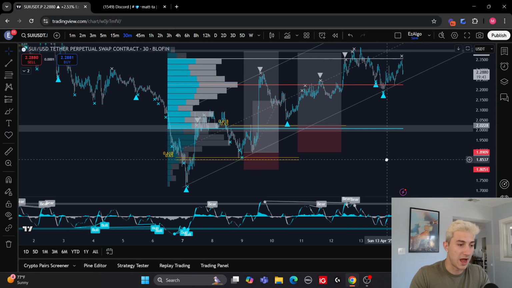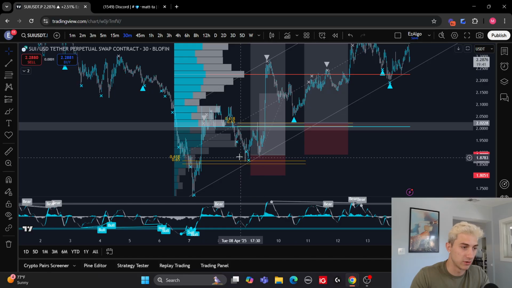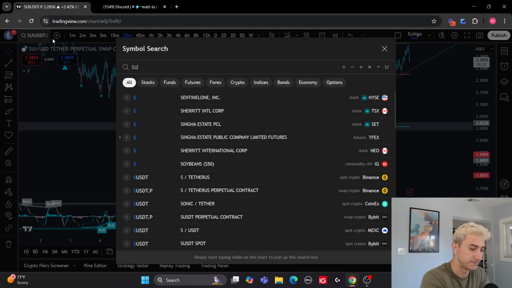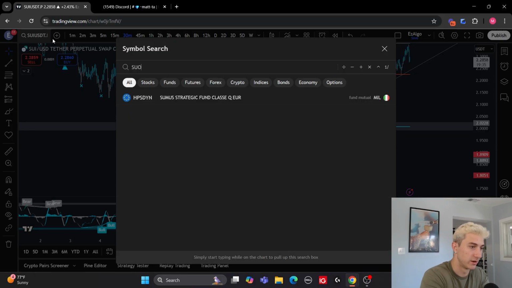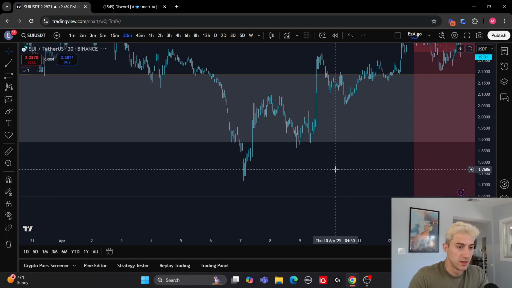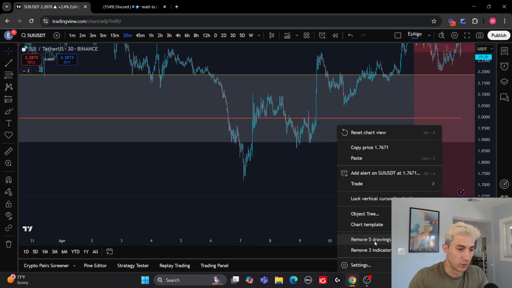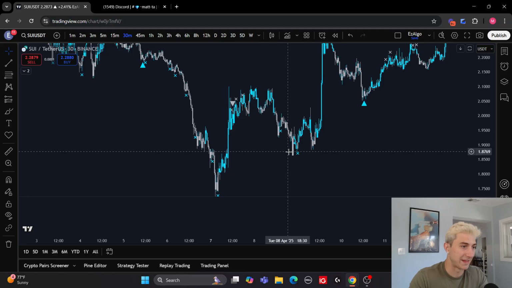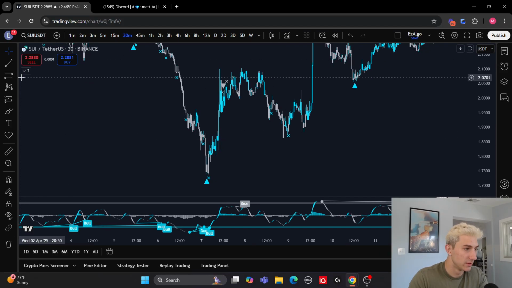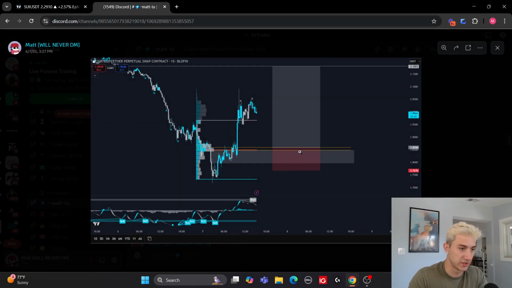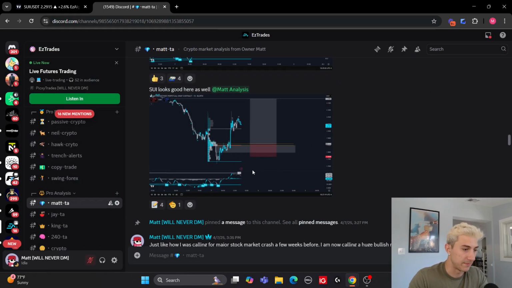Okay, so I am talking about this long right here on SUI. We're gonna open a new chart because this is a little bit messy, right? SUI USDT. Okay, boom, let's go to Binance here. So the long position that I had taken was right here at this wick. Okay? So let us go over the strategy. And just for some more proof that I did call this in advance inside of the Discord, I said SUI looks good here as well, okay?